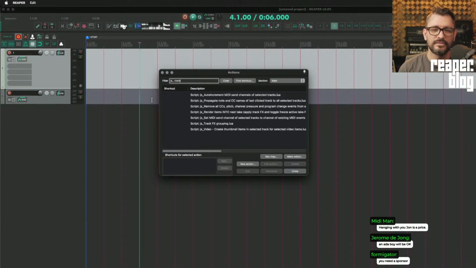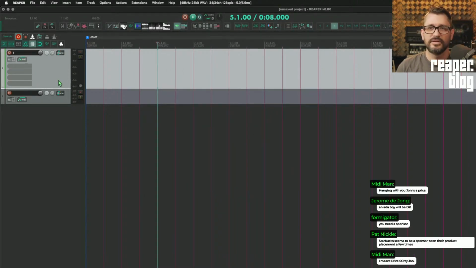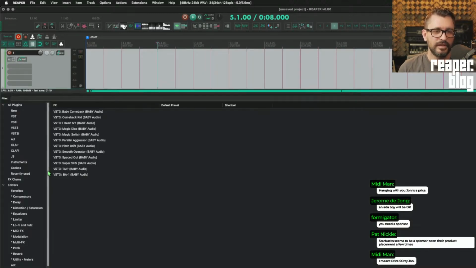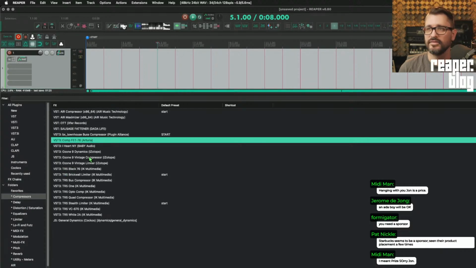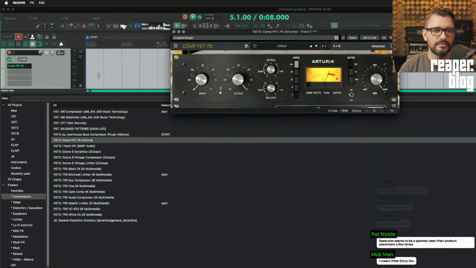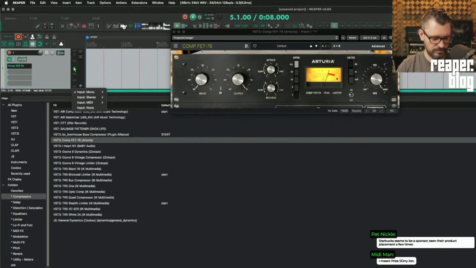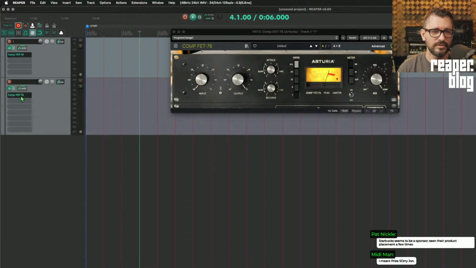Okay, so there is a Reaper script called JS_track effects grouping. This is what I want to cover today. Let's start off with the problem that this solves. So let's say we've got a compressor, Comp FET 76, a 1176 style compressor. I'm going to put this on track 1 and 2.